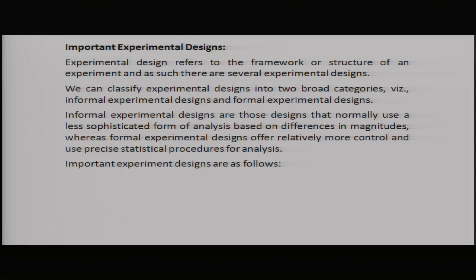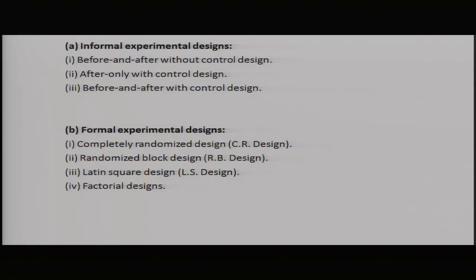So these are some important experimental designs. This refers to the framework or structure of the experiment. As such, there are several experimental designs. They are classified as formal and informal. They are very important. Informal experimental designs are before and after without control design, after only with control design, and before and after with control design. Formal experimental designs are CRD, randomized block design, Latin square, and factorial design.